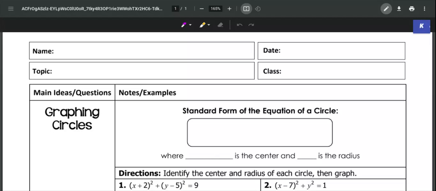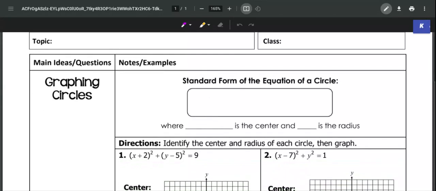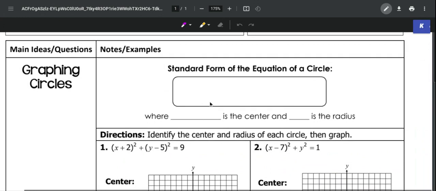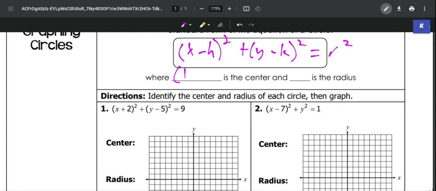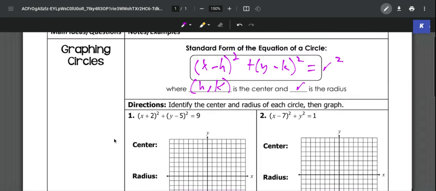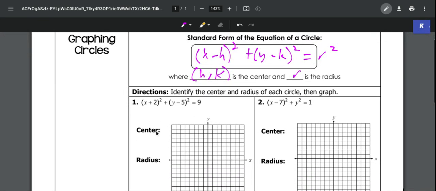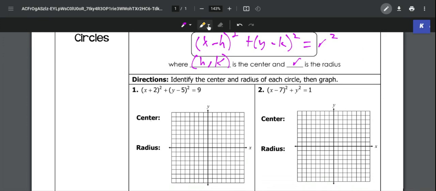The second part of 9.1 is graphing circles. So we're going to look at graphing circles now. And just to review, the standard form of an equation of a circle is x minus h squared plus y minus k squared equals r squared. The center is (h, k). The radius is r. So you're going to be given an equation, and we're going to write down the center and the radius, and that's all we need.